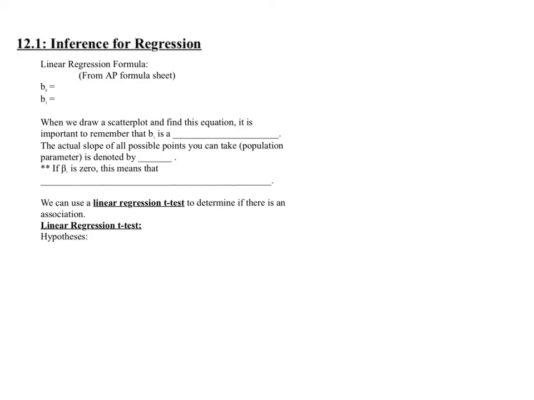This lesson will be about inference for regression. If you remember linear regression, we always had an equation in the form y equals mx plus b. The one listed on the AP formula sheet, which is the one I'll give you, is y hat equals b0 plus b1 times x. Notice that it's out of the y equals mx plus b order. B sub 0 is our y-intercept, and b sub 1 is our slope.